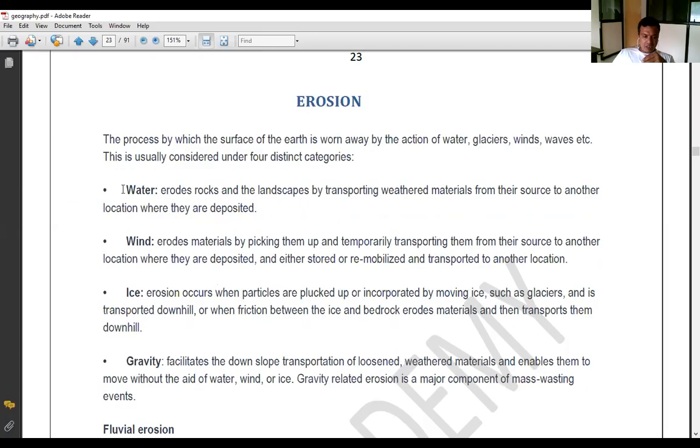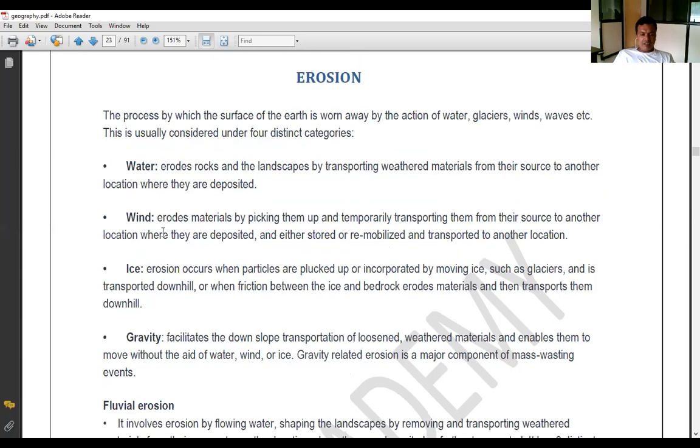One is water erosion, which is also called hydrological erosion. Water erosion means erosion due to flowing water, which is also called fluvial erosion. The geographical term used for erosion due to water is fluvial erosion. Fluvial erosion erodes the rock material and the landscape by transporting weathered material from the source to another place where it is deposited. So once the material is eroded away by the water, it gets deposited at some places. After erosion, some landforms are formed, and when the material is deposited somewhere, depositional landforms are also formed at the deposition site, right?